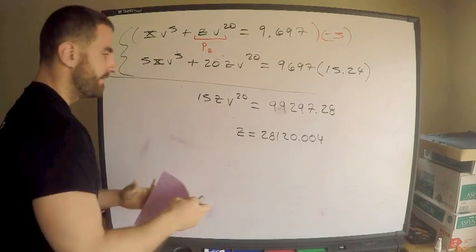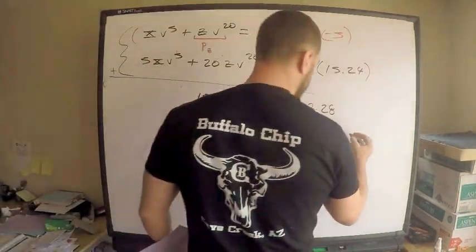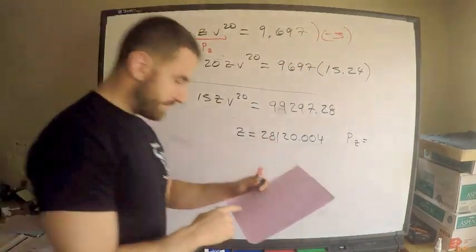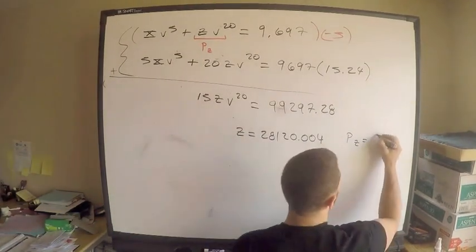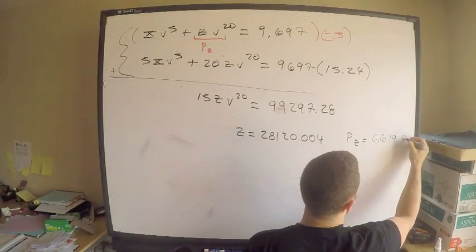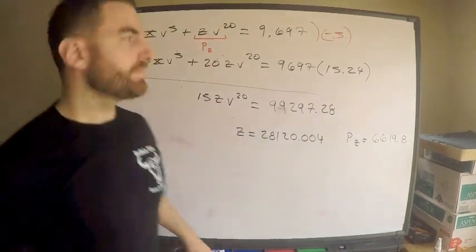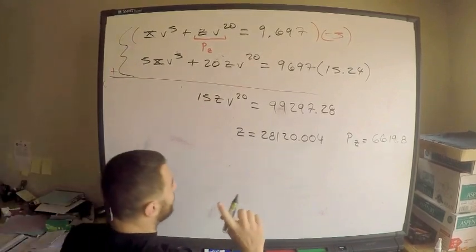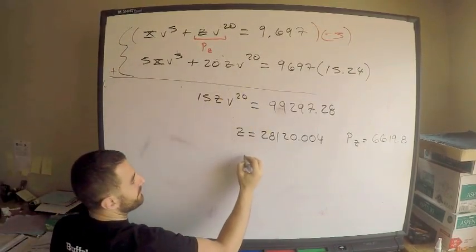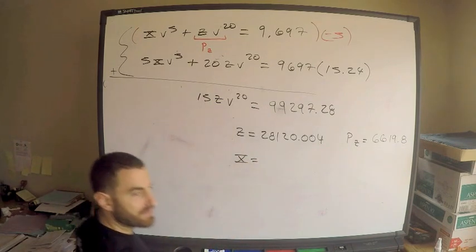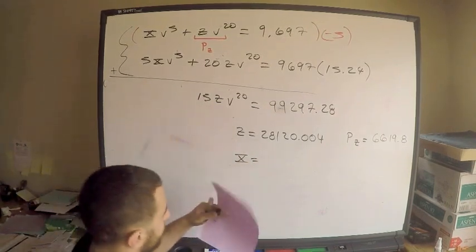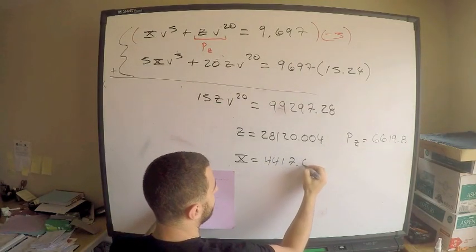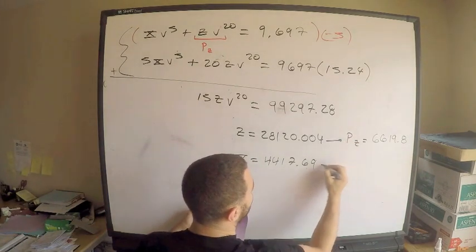So what am I getting for this? P of Z, the price of the zero coupon bond, is equal to 6619.8. Excellent. Do some back substitution, find X, the redemption value. You can do it. The X, which is, again, the redemption value of the 5-year zero coupon bond, is 4417.69. Again, don't freak out.